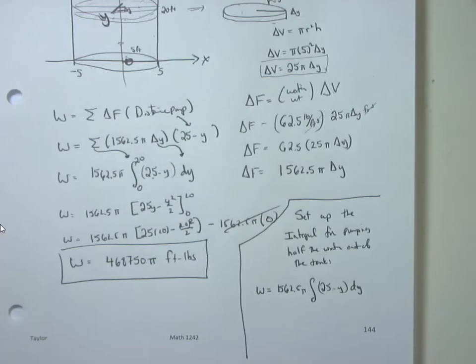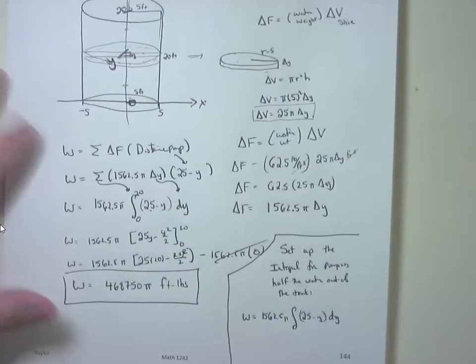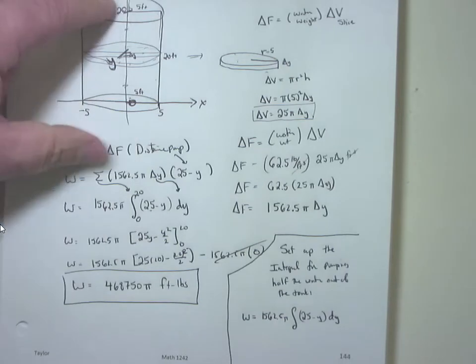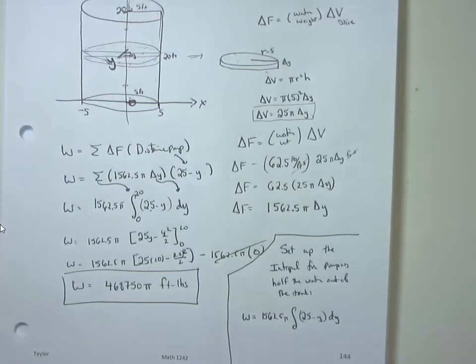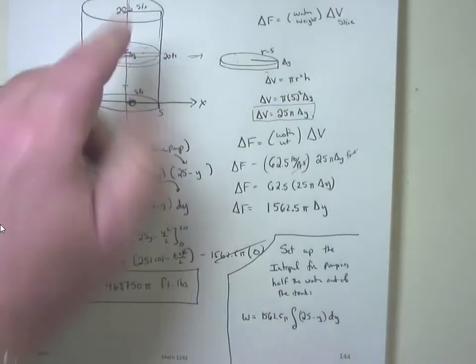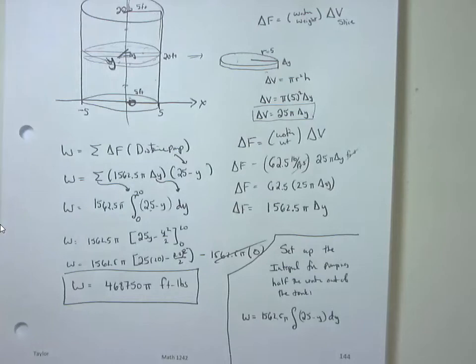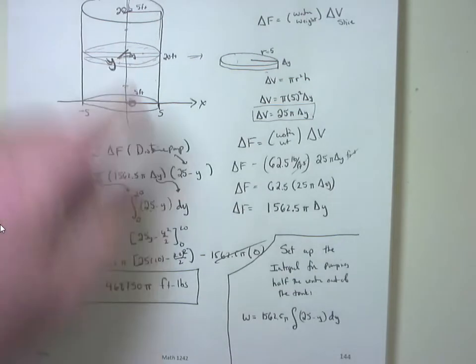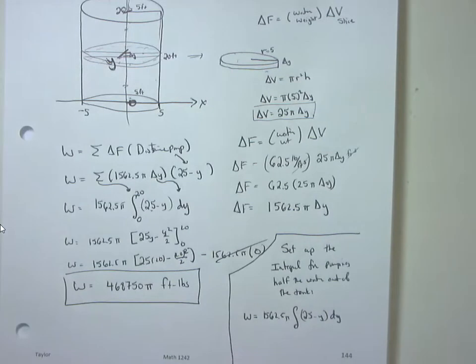Now, the question is, what are my bounds going to be? It's from 0 to 20 is where the water is. Well, we want to do half the water. Half the water would be a mark of 10 in the middle, right? Halfway between 0 and 20 is 10. So the question is, do I integrate from 0 to 10 or do I integrate from 10 to 20? That's the question. What's going to be my bounds?